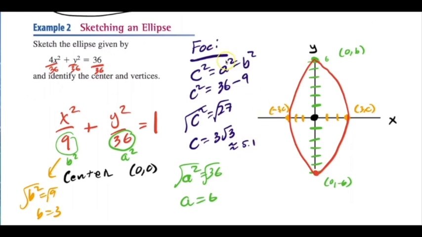The reason I wanted to do the foci is how do we graph the foci? The foci is always on the major axis. It has to go on the major axis. I'm going to go up and down my foci on this one. From our center, we're going to go up 5.1, 0, 5.1, and we're going to go down 5.1, negative 5.1. And there's our graph. I have my co-vertices at 3 and negative 3. I have my vertices at 6 and negative 6. And I have my foci at 5.1 and negative 5.1. It's a nice graph.